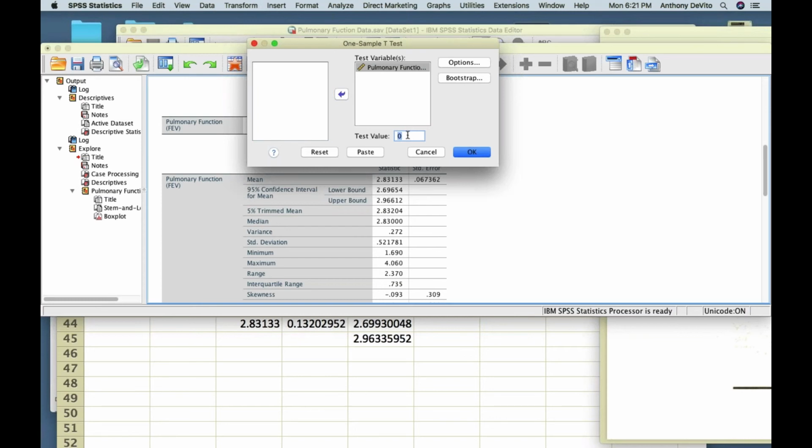So for instance, maybe that said value is that the workers in the Ruhr Valley have lung FEVs that are equal to 3.0, right? Maybe they're big guys, they got a lot of lung capacity, they're 3.0. Now my mean was 2.83 for these 60 workers. But we don't know if that's really truly the population mean for all steel workers in the United States.